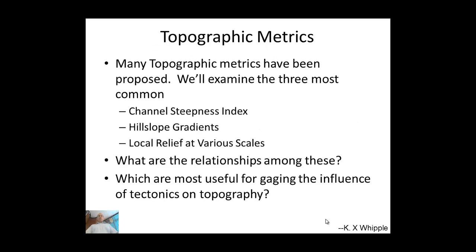Topographic metrics are just measures of topography: slope, relief, various combinations. The most common ones that seem to be useful are channel steepness index, hillslope gradients, and local relief. One question we may ask is, what is the relationship between these, and which is the most useful for gauging the influence of tectonics on topography?